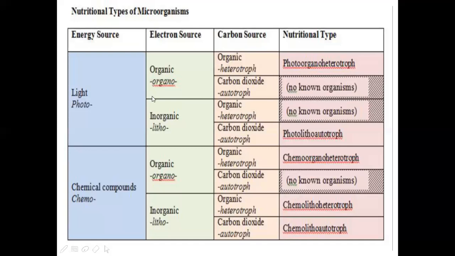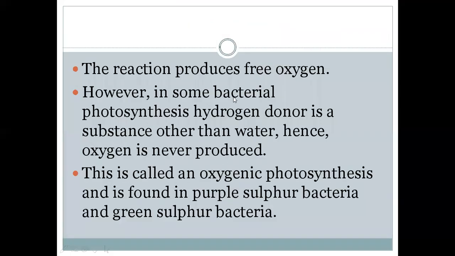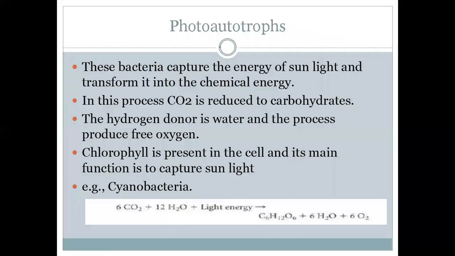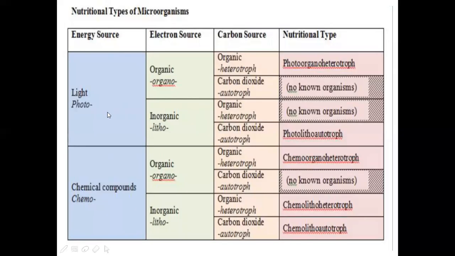Now the next category is photoorganoautotroph. But in this category, there are no known organisms, so we are not giving any name for this type of microbes. And the third category is photolithoheterotroph. Here also organisms are not there in this category.